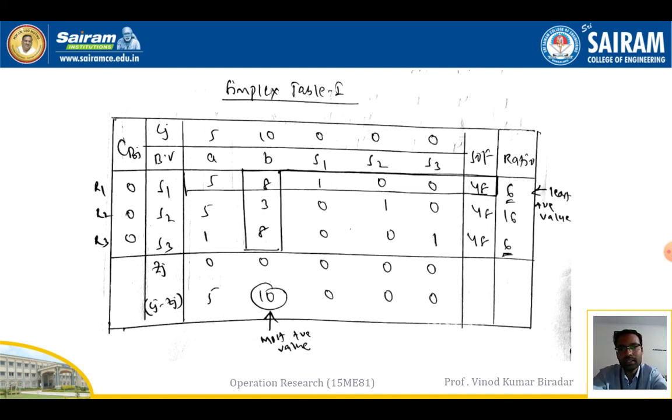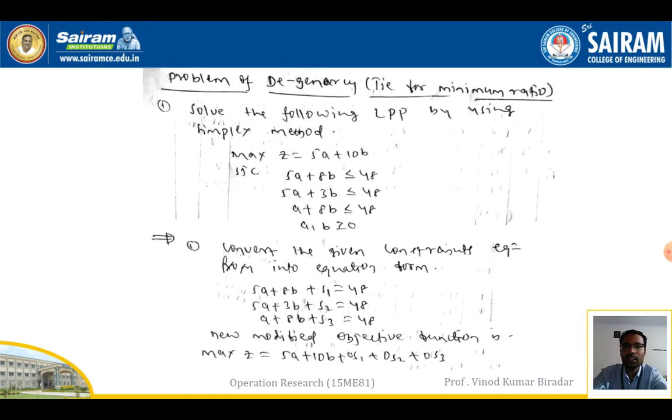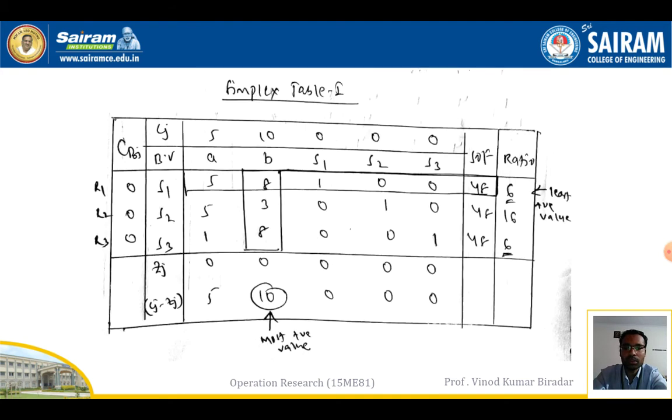Once you calculate the zj values, go for cj minus zj. On the top they gave 5 and zj is 0, so just subtract: 5 minus 0 is equal to 5, 10 minus 0 is equal to 10, 0 minus 0 is equal to 0, 0, 0. Once you calculate cj minus zj, you go for checking the optimal solution, whether the given solution is optimal or not. So how to check? This question is a maximization problem, so all the values must be either 0 or negative for maximization. Here we got two positive values, so we have to convert these two values to negative also.